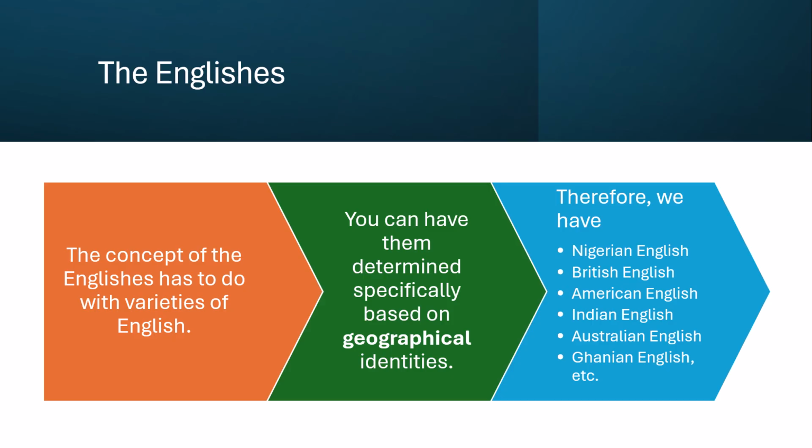So when we talk about "the Englishes," what are we really talking about? It's a concept that has to do with varieties of English. You can have them determined specifically based on geographical identities. In that case, you can have what you call Nigerian English. Some people dispute it, but the reality is that there's Nigerian English.